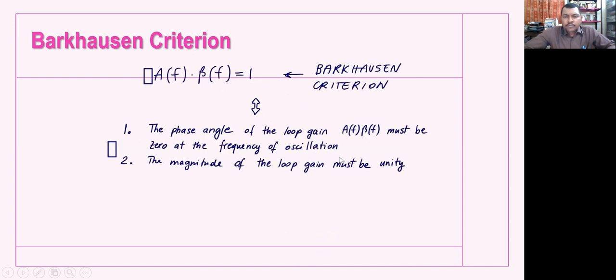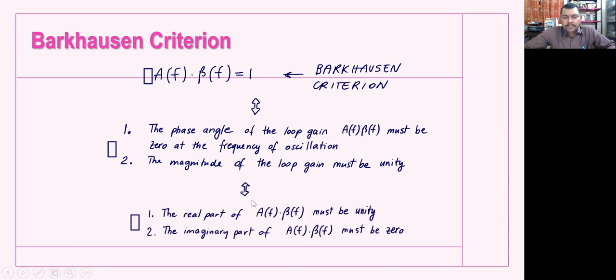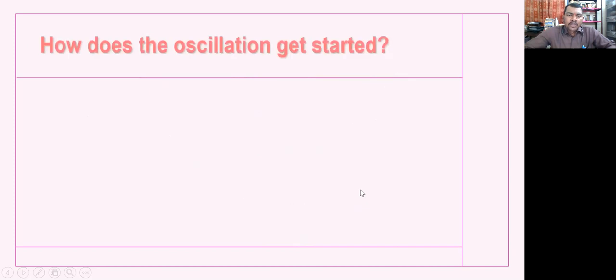The phase angle of the loop gain A F and beta F must be 0 at the frequency of oscillation. The magnitude of the loop gain must be unity. So the real part of A F beta must be unity, and the imaginary part, that is the angle, must be equal to 0.